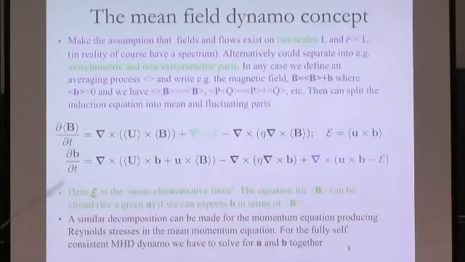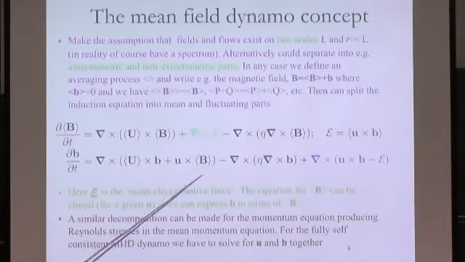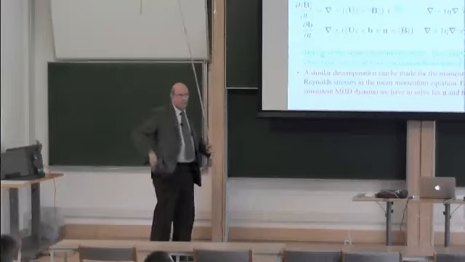And then you say, we call E the mean electromotive force, and if you can find b as a function of big B, then you can close the equation for the average of B and get a closed model. And actually, as an aside, you can do a similar decomposition for the momentum equation. I haven't talked about that.